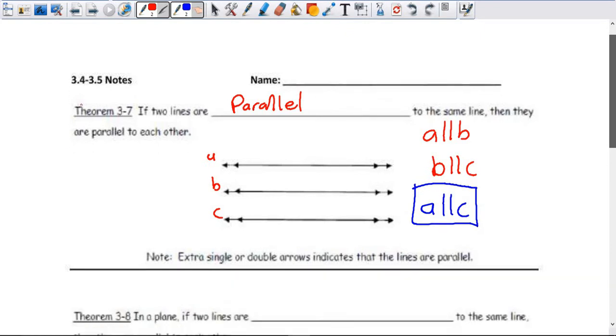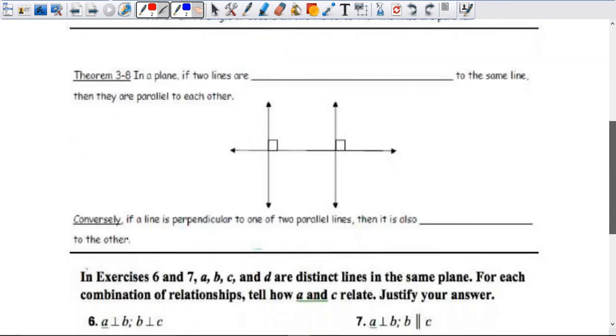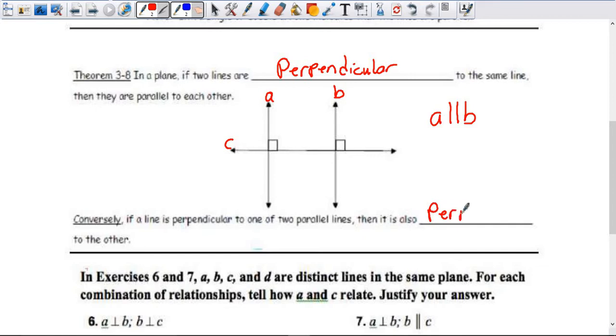All right. For our second theorem here, 3.8, it says in a plane, if two lines are perpendicular to the same line, then they are parallel to each other. So if A and B are both perpendicular to C, then we know that A has to be parallel to B. All right? That's all it really says there. And then at the bottom here it says, conversely, if a line is perpendicular to one of the two parallel lines, then it is also perpendicular to the other line. All right?